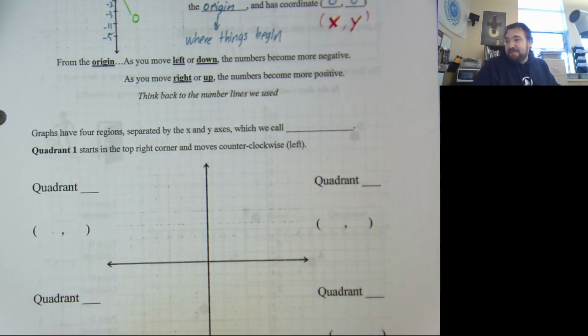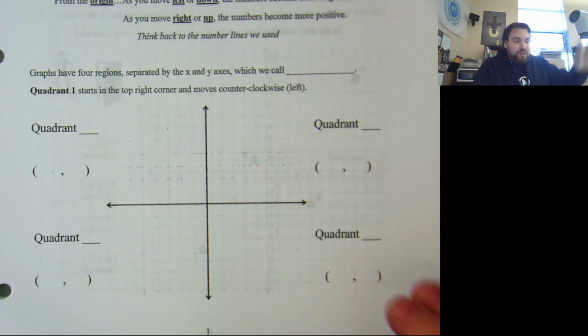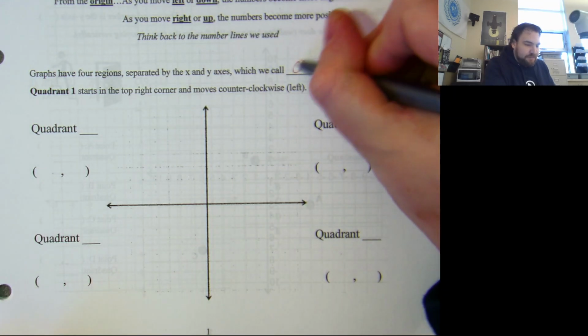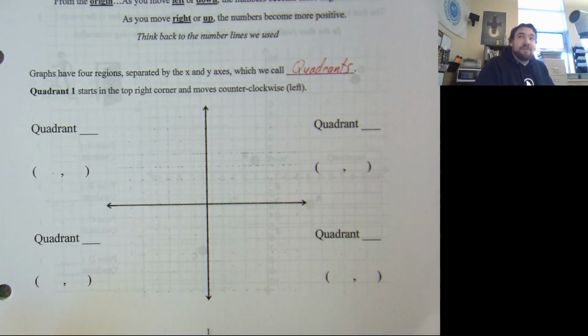Now, graphs have 4 regions. When you draw 2 lines like this, it splits up the graph into 4 spots. We call those spots quadrants. A quadrant.